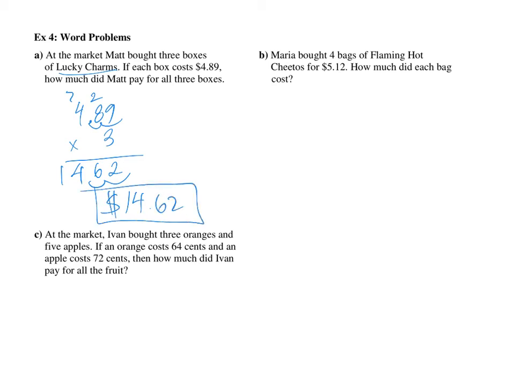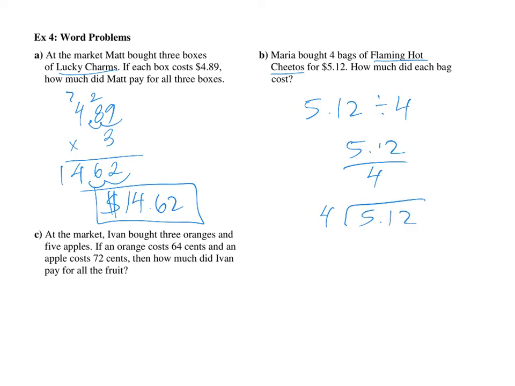All right, Maria bought 4 bags of Flaming Hot Cheetos. Not good for you. $5.12 all together. How much did each bag cost? So essentially you're doing this. 5.12 divided by 4. Or this. Same thing. Let's do long division.